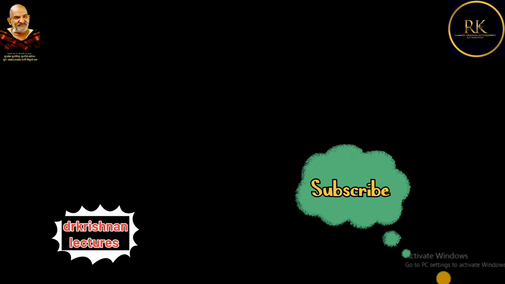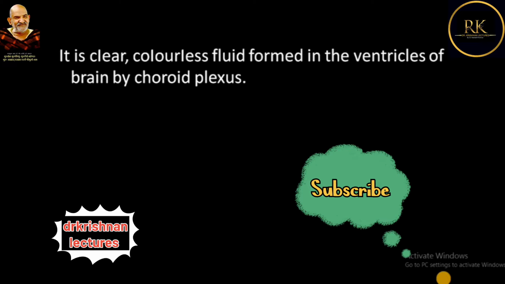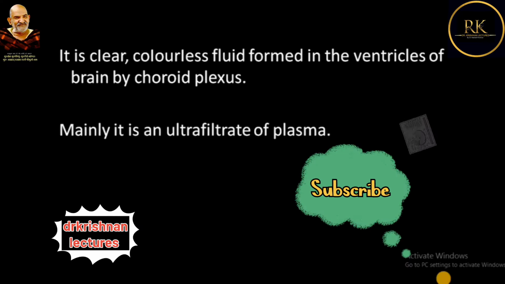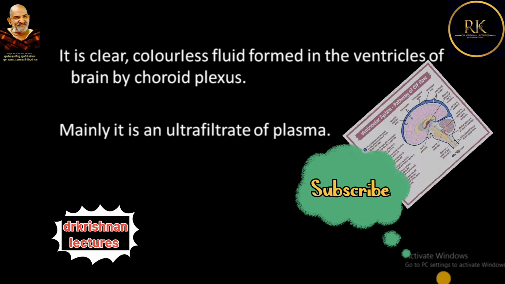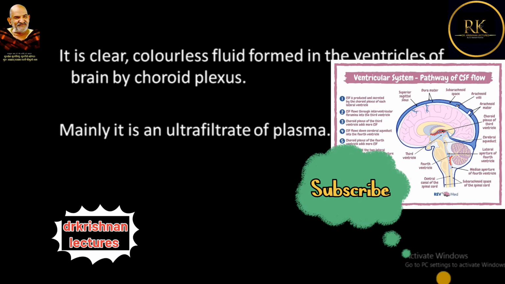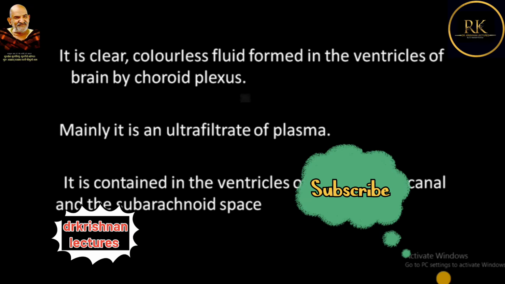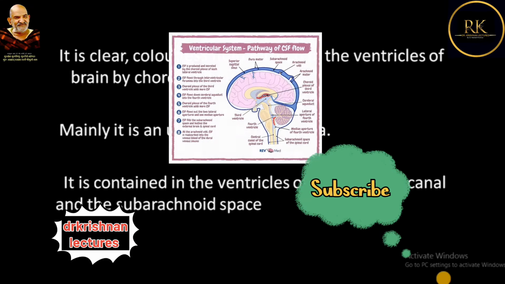The introduction. CSF is a clear, colorless fluid formed in the ventricle of the brain by choroid plexus, mainly by an ultrafiltration of plasma, and is contained in the ventricle of the brain, spinal canal and subarachnoid space.